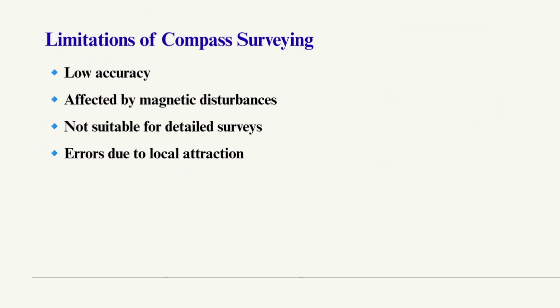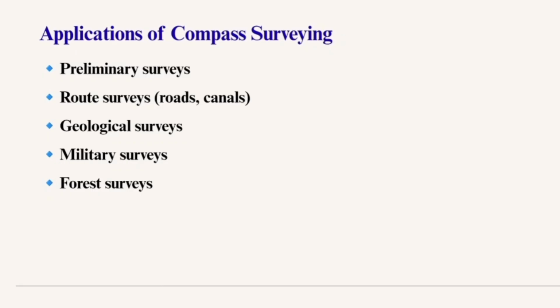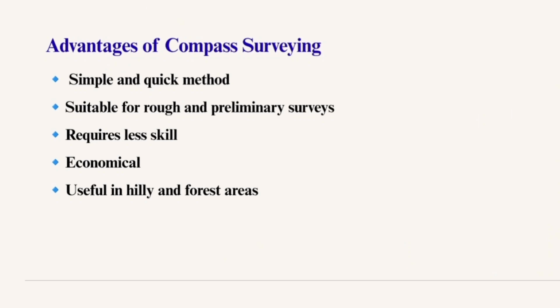Now we'll move to another point on compass surveying, that is, applications of compass surveying. It is primarily used for preliminary surveys. It is also used for route surveys like roads and canals. It is also useful for geological surveys, military surveys or forest surveys like that. Now the advantages of compass surveying are that it is a very simple and quick method. It is suitable for rough and preliminary surveys, and it requires less skill. It is also economical and very useful in hilly and forest areas where we need to do preliminary work only.